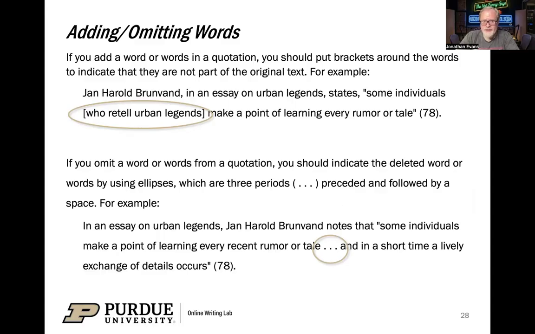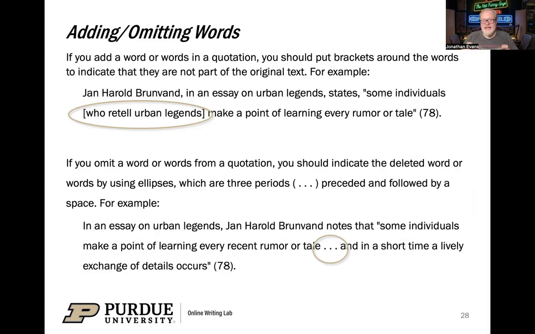Jan Harold Brunvand, in an essay on urban legend states that, "some individuals make a point of learning every rumor or tale." Now, wherever this was in the original text, it was probably pretty clear who those some individuals were. The brackets are, in this case, the author who is using the quote has indicated they have put something in here. "Some individuals [who retell urban legends]."